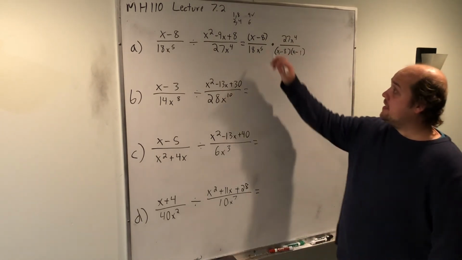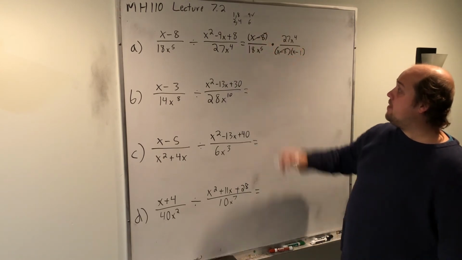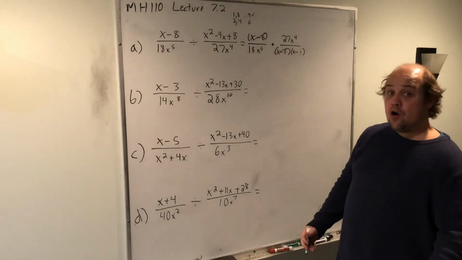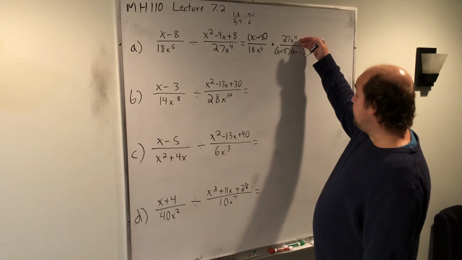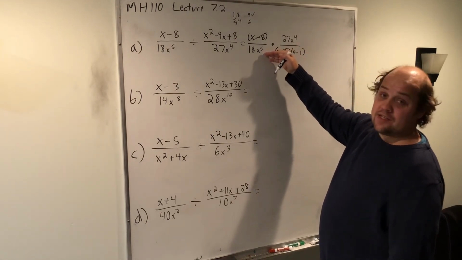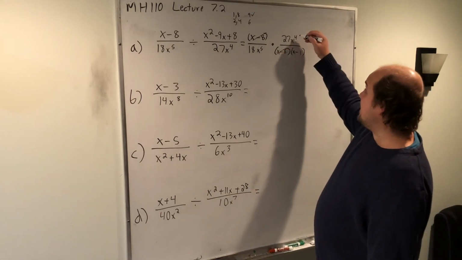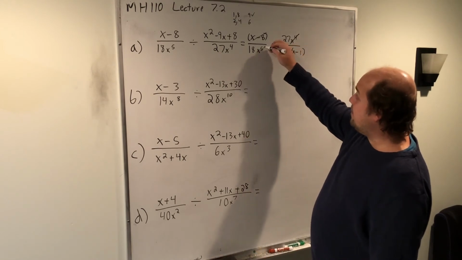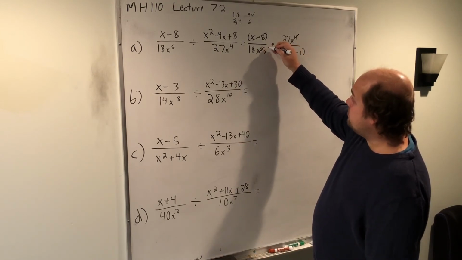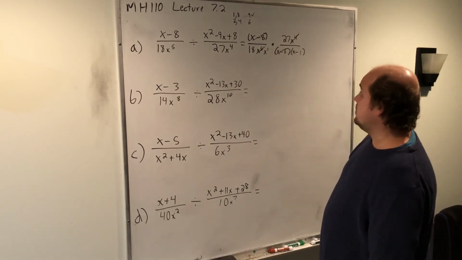I then can see that x minus 8 is a repeated factor that can go away. I also can see that I have x to the 4th on top, x to the 5th on bottom. That means I can get rid of 4 on top, get rid of 4 on bottom, and I'm just left with x to the 1st.